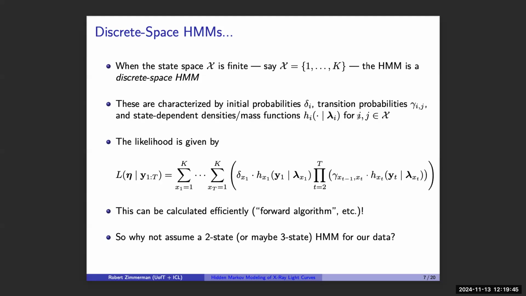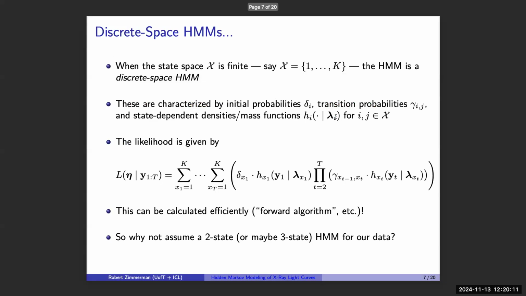And the last thing are these state-dependent densities or mass functions. So given that we're in state i, this gives basically the probability of seeing our observation. If we're working with discrete observations, this is a genuine mass function. So this really is the probability of observing our data at time t, given that we're in state i, and lambda i is just a state-specific parameter.